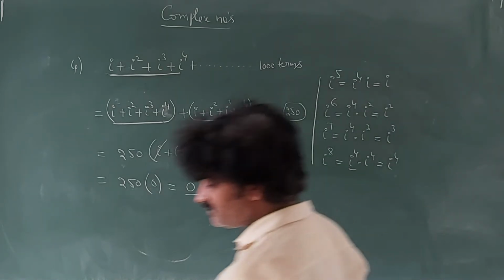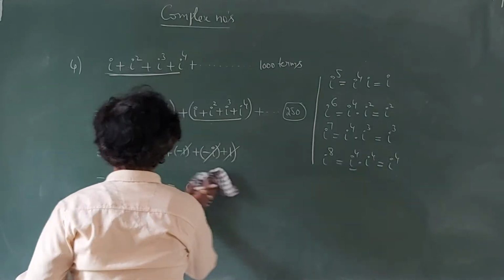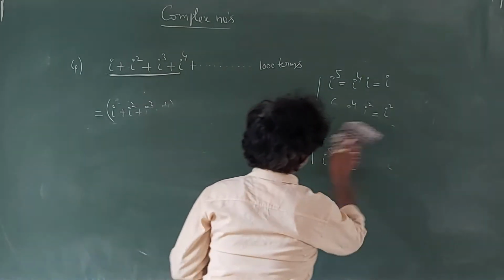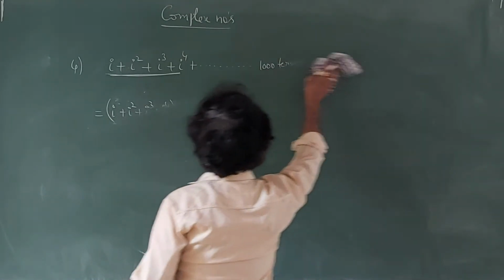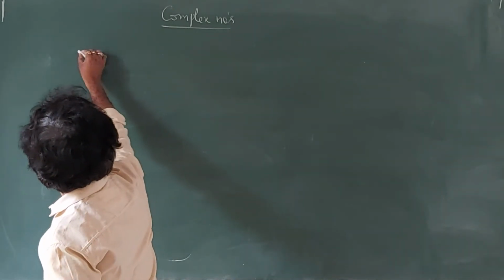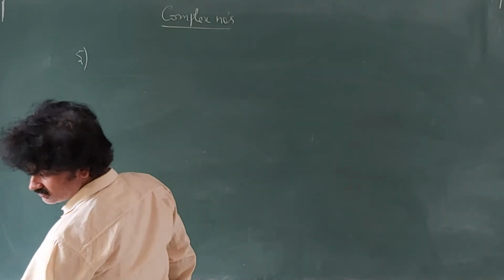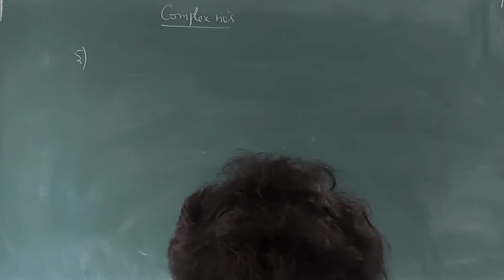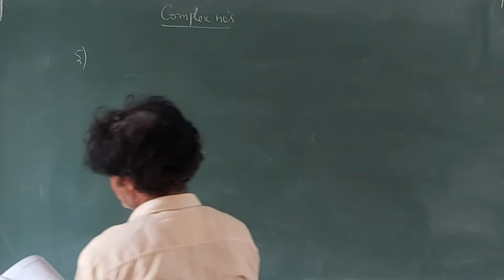Okay, right. Next, fifth one. What is the problem there? Fifth one. Simple, just simplifying the complex number. That's it. Beyond it, nothing.